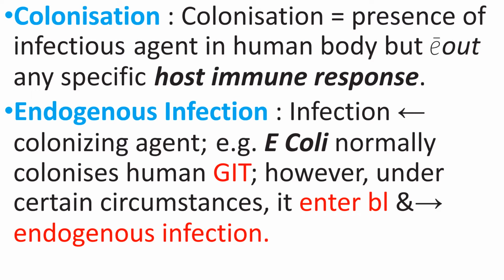Endogenous infection. It is the infection due to colonizing agent. For example, E. coli normally colonizes the human GIT. However, under certain circumstances, it enters blood and leads to endogenous infection. So colonization is without host immune response. In endogenous infection, the organism which is colonized, for example, E. coli in GIT, enters blood and leads to endogenous infection.